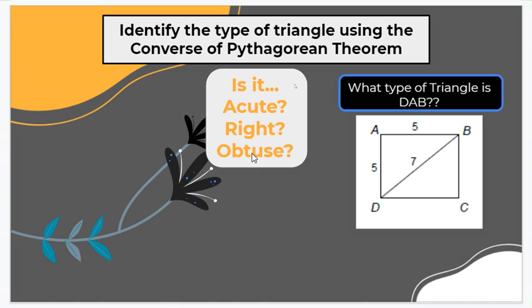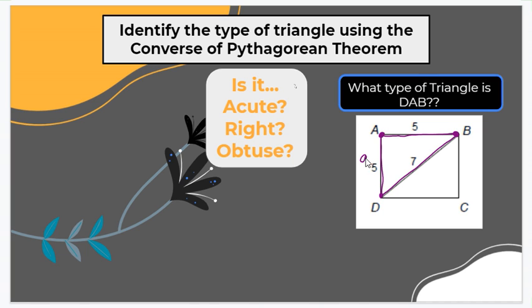All right, next one. What type of triangle is DAB? So start at D, up to A, and then over to B. This is the triangle we're looking at here, this top one. So ignore this bottom, we don't even need it. We're looking at this top, we want to know what type of triangle that is.